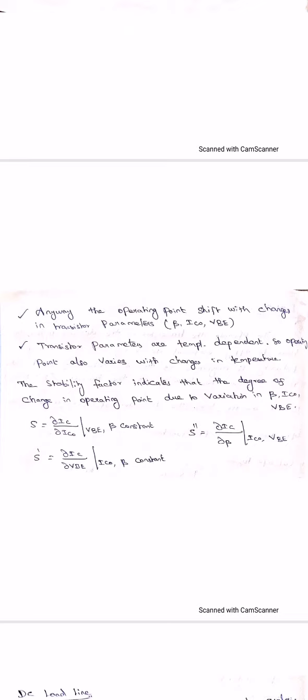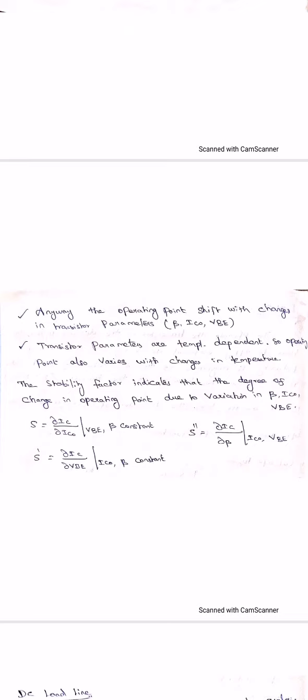So first one, S equal to the degree of change in collector current, that is operating point, IC, due to variation in reverse saturation current, ICO. The remaining 2 parameters, VBE and beta, are constant. And the second stability factor, S dash, is nothing but the degree of change in the operating point, that is change in the collector current, due to the variation in base emitter voltage. The remaining 2 parameters, ICO and beta, are constant.